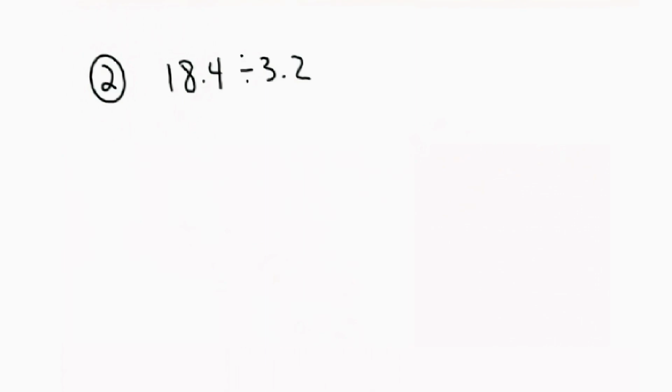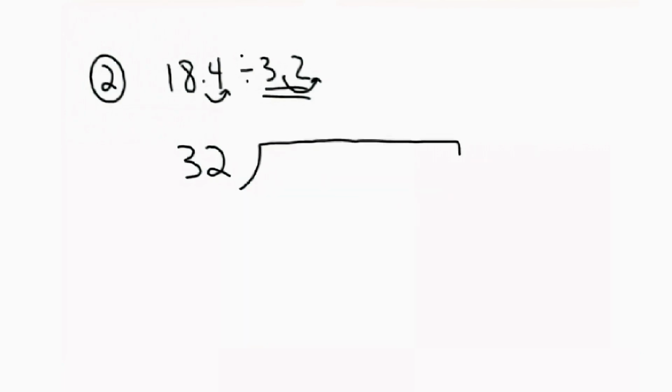If you look at example 2, now we have 18.4 divided by 3.2. But remember, we never want to have a decimal here. So instead of doing 18.4 divided by 3.2, we're going to do 184 divided by 32. It will give us the same answer numerically. So 32 divided into 184, and I'm going to add a few zeros just in case I need them. Put my decimal right above, and now I start.